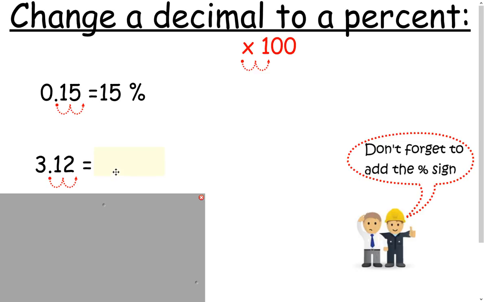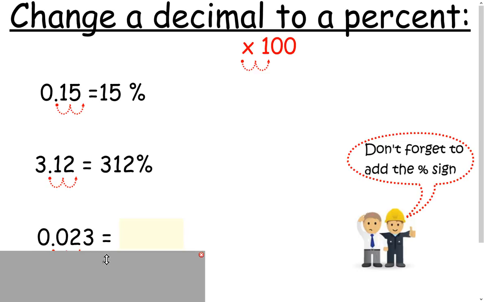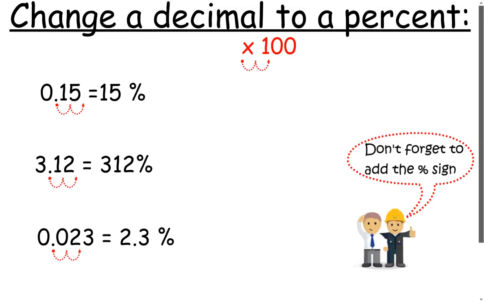3.12, move it over 2. 312%, because that's bigger than 1. A 1 here would be 1 whole, or 100%. So that's over 100%. 0.023, we're moving it over 2 again. 2.3%. Okay, moving on.